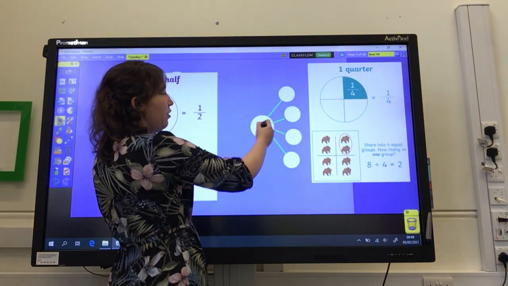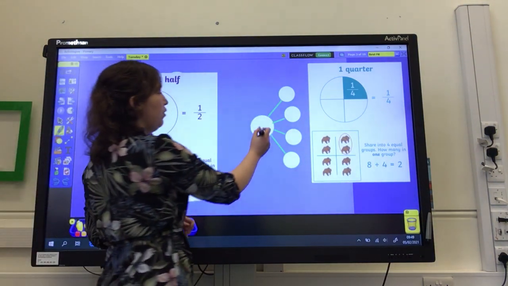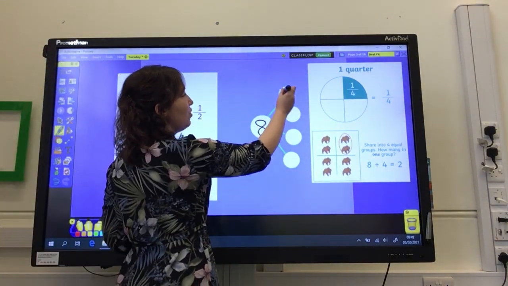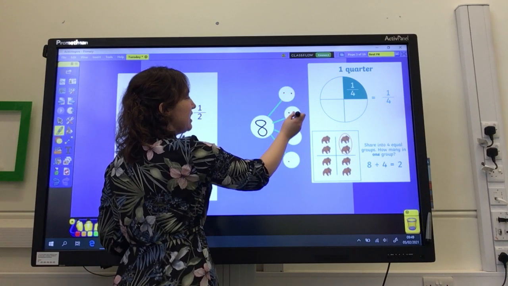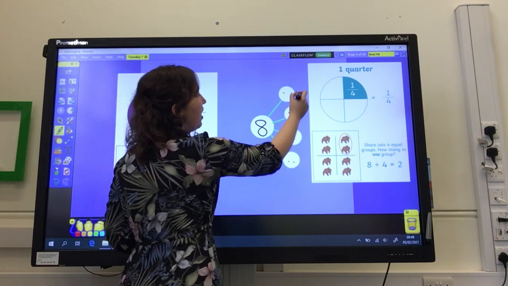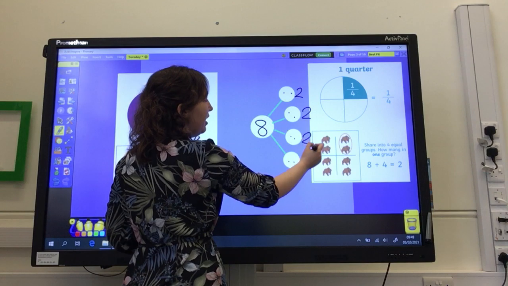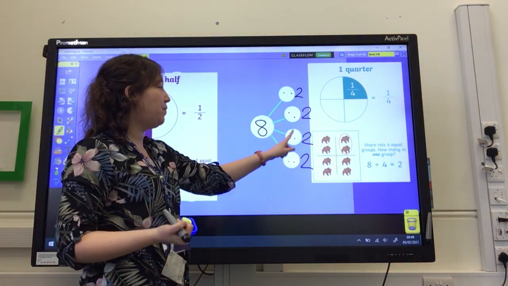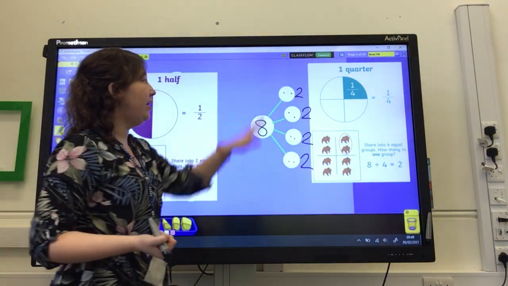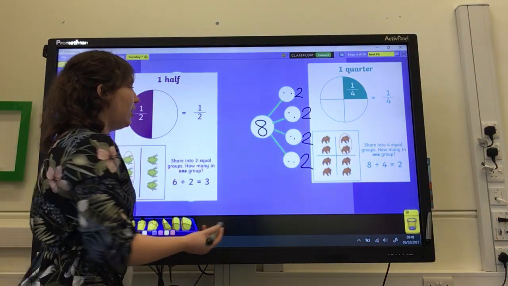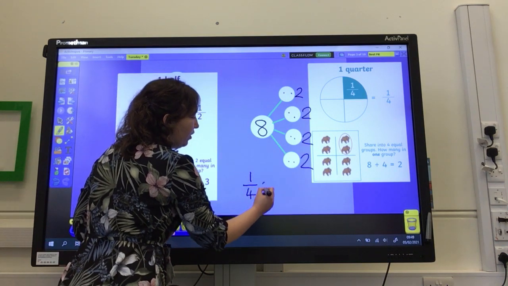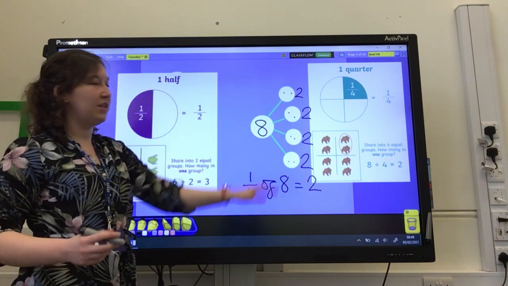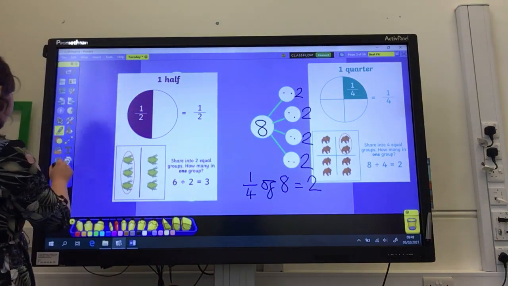So if I was going to do it on my part whole, I would put 8 here, because that's my whole, and then I'd share out my dots. 1, 2, 3, 4, 5, 6, 7, 8. I just check it. I can see there's 2 here, 2 here, 2 here, and 2 here. So I can see that each part is equal. Each part has 2. So quarter of 8 equals 2. Each quarter has 2 dots in it.